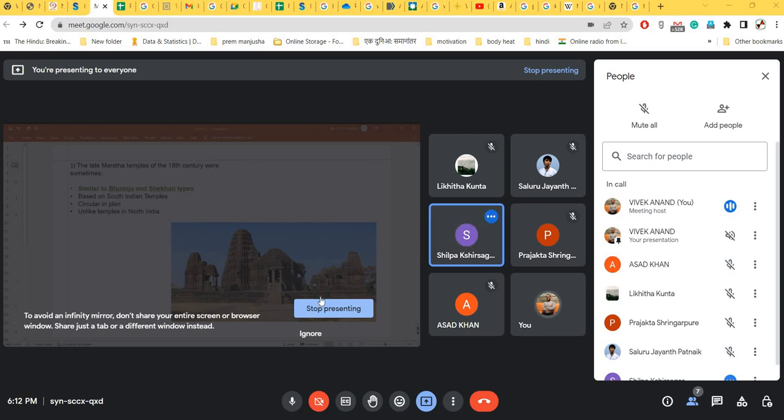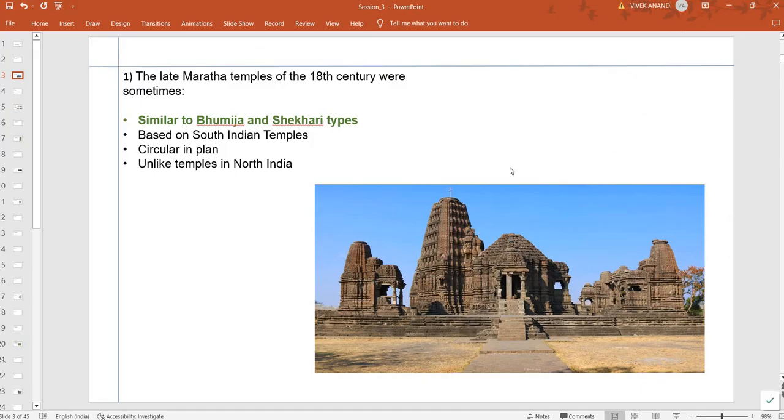Sinnar. Yeah, that's right. Which temple is it? What is its name? I think it's Gondeshwar temple. Yeah, so this is Gondeshwara temple. Where is it? At Sinnar, near Nasik.